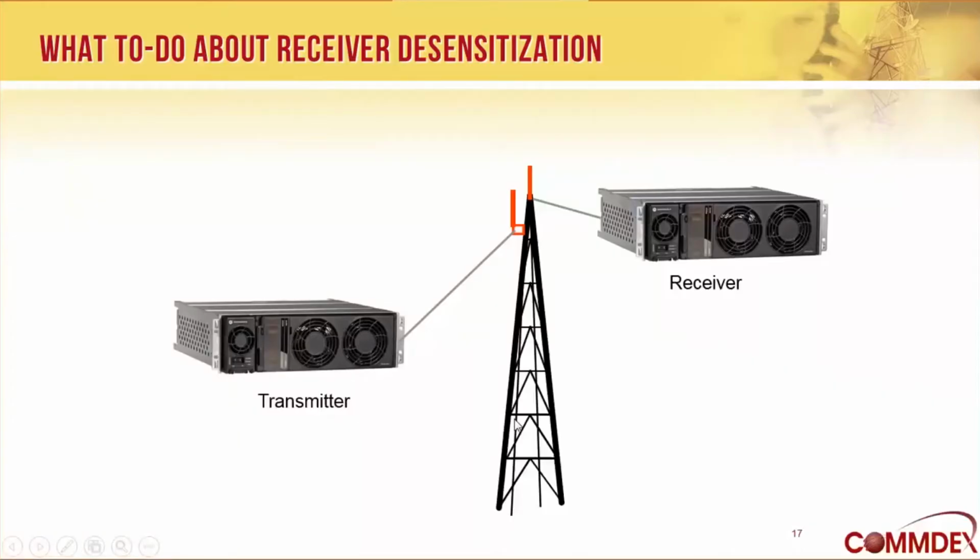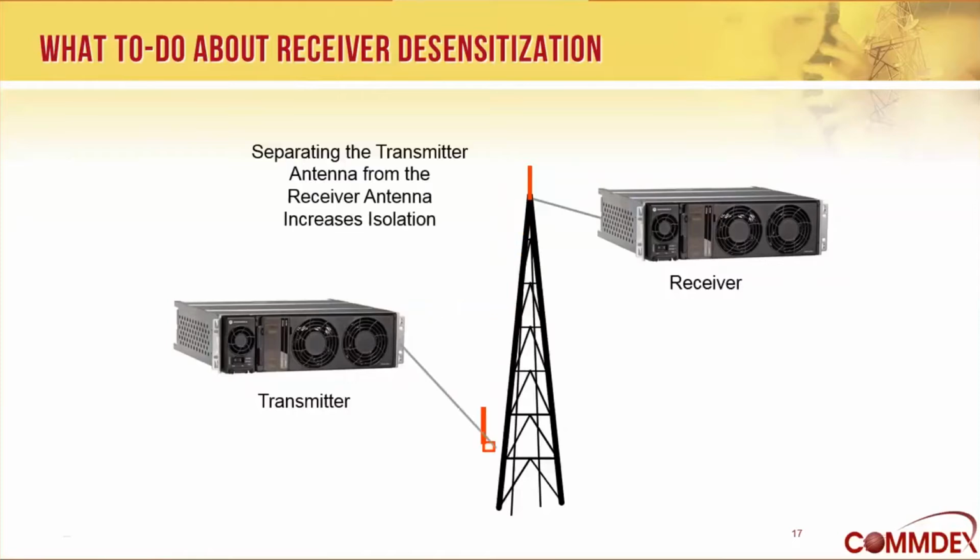So, what do we do about it? Kind of the same things we did about transmitter noise, because again, it's two sides of the same coin, so the remedies will be similar. What can we do? Once again, we can separate the transmitter antenna from the receiver antenna. And I don't care which one is which, as long as they're separate from each other.